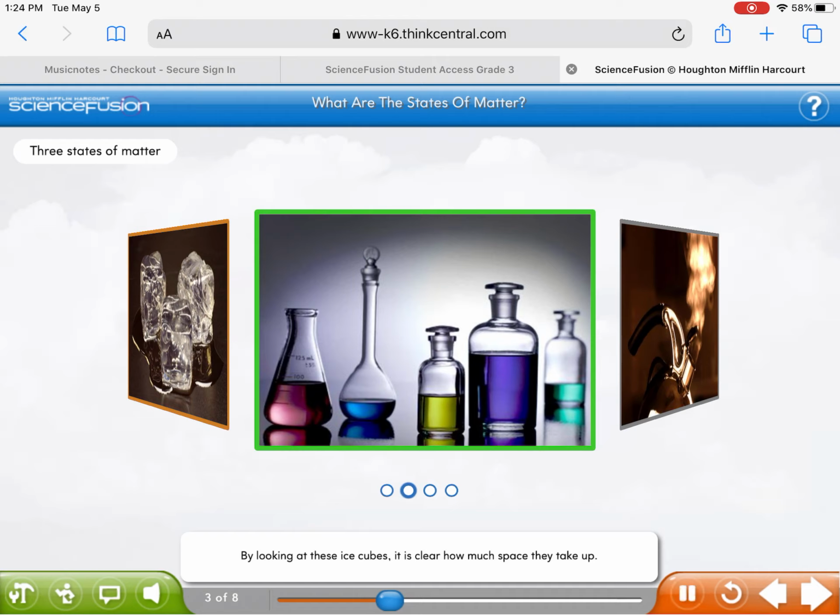Then we have liquid. These liquids have different shapes. That's because liquids take on the shape of their container. Like solids, liquids have a definite volume. They do not have a definite shape.